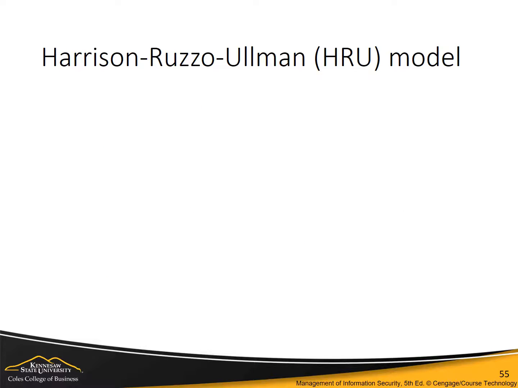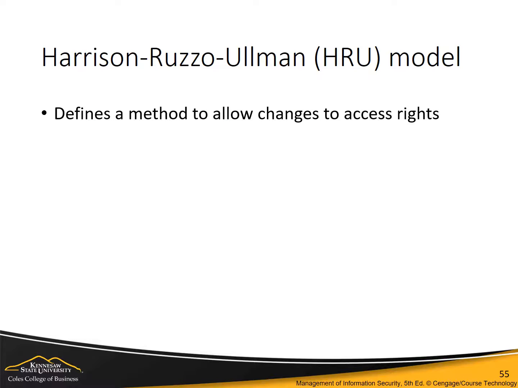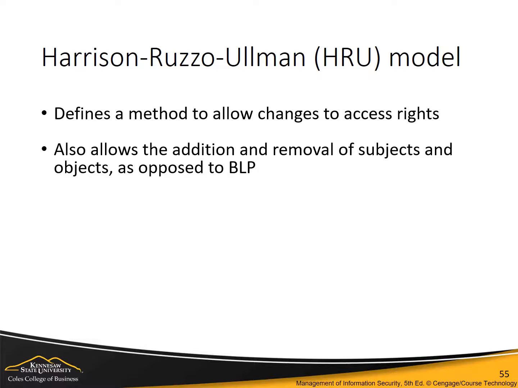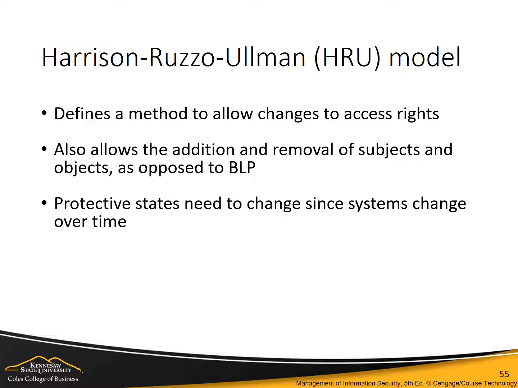The Harrison-Ruzzo-Ullman, or HRU, model defines a method to allow changes to access rights and the addition and removal of subjects and objects, a process that the Bell-LaPadula model does not. Since systems change over time, their protective states also need to change. HRU is built on an access control matrix and includes a set of generic rights and a specific set of commands.